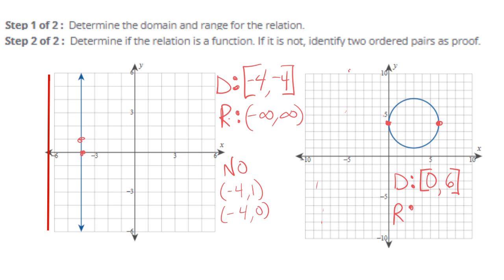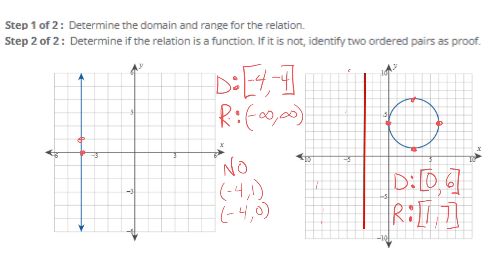When you're doing your range, you're looking at what's the lowest it gets, what's the highest it gets. So the smallest y value would happen right there at 1. The highest y value would happen right here at 7. Brackets on both. Now, what do you think? Is this a function?